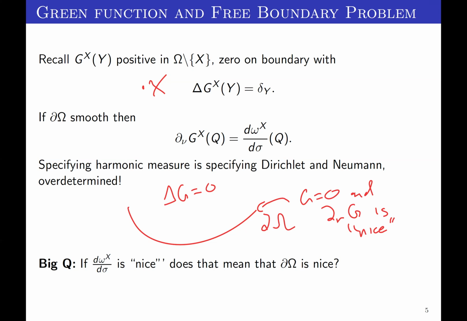And so the big question is, if we know that this Radon-Nikodym derivative, this Poisson kernel, is nice, can we say something about the domain being nice? And for those of you who have worked in free boundary problems, this should feel very familiar. Cool. I wonder if there's any questions at this point.